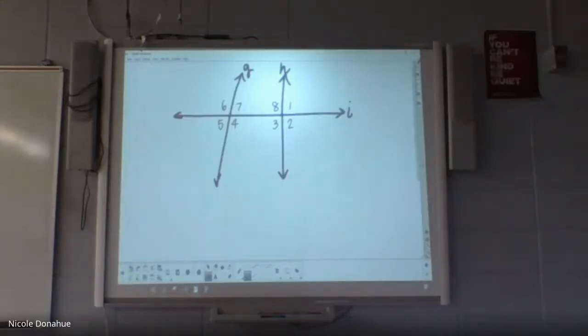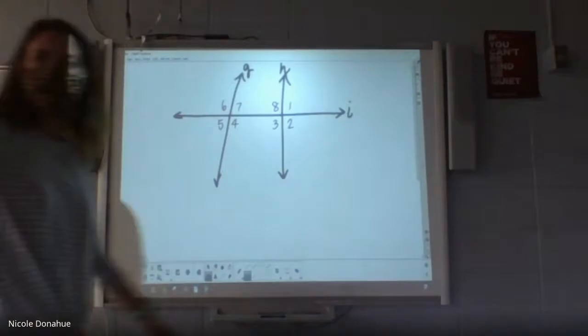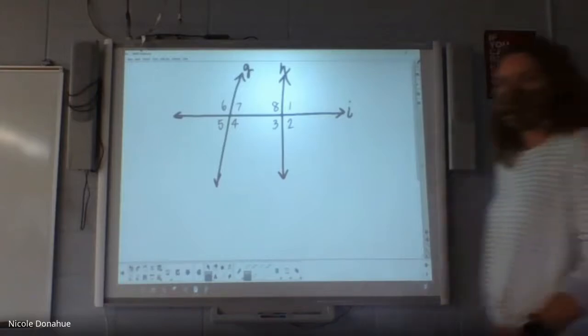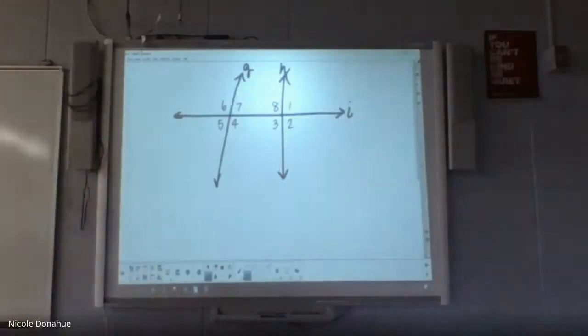Yeah, I know, my I looks like a J. It's supposed to be like a cursive, italicized I. It's a backwards J. Okay, so I is the transversal. That's the line crossing it.